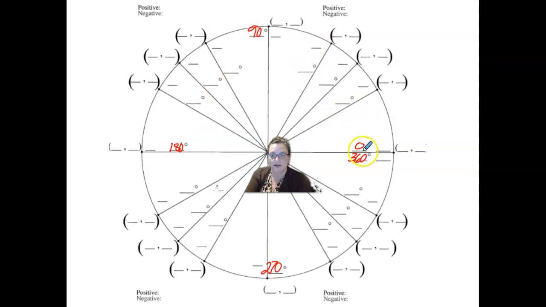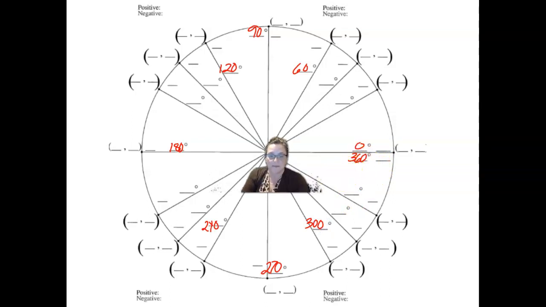Then to get my 60-degree angles, this would be 0, 1 times 60, 2 times 60 is 120, 3 times 60 is 180, 4 times 60 is 240, then 5 times 60 is 300, and 6 times 60 gets us back to 360.